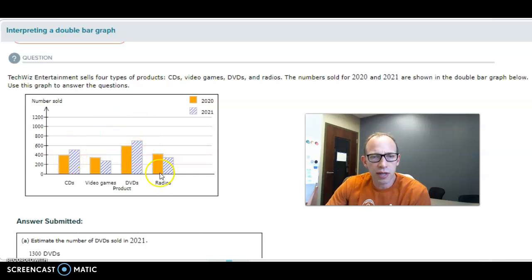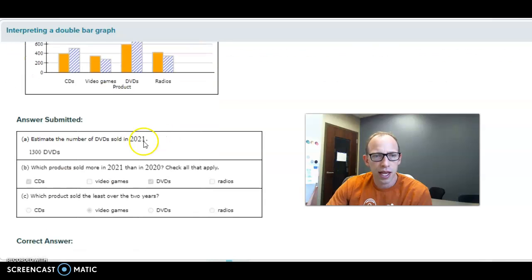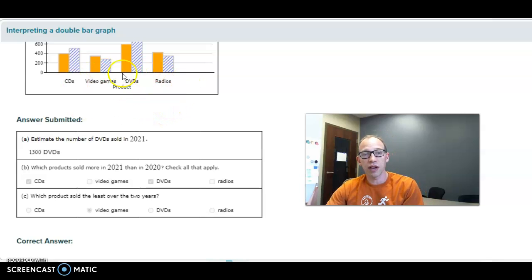All right, so we have four types of products and 2 years shown in this double bar. And notice, by the way, categorical data here, nominal data. If you would have quantitative data here, we'd have a histogram. Looks very similar to a bar chart, but a different type of variable down here.